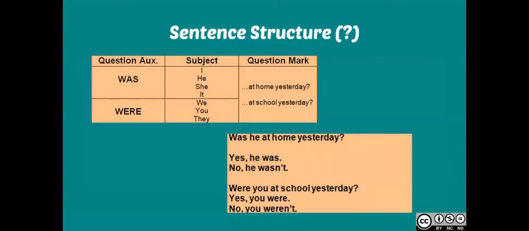For interrogative structure, there is a change. There is an inversion between the subject and to be verb. In first place to be and then the subject.